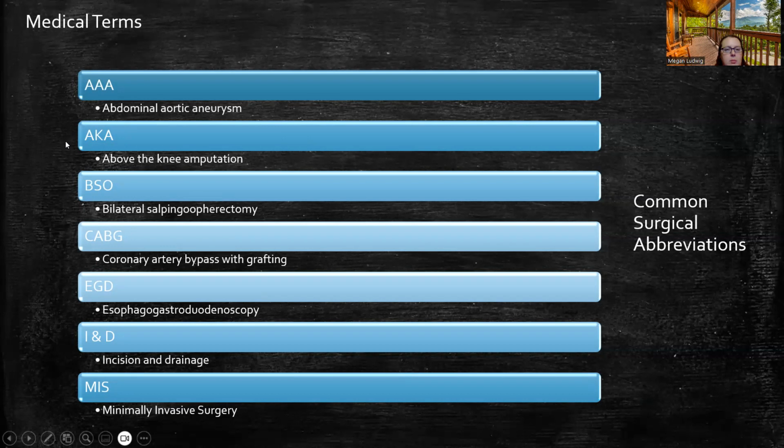AKA is not what we typically refer to as also known as, right? It's above the knee amputation. You could also have a BKA, or below the knee amputation, as well.